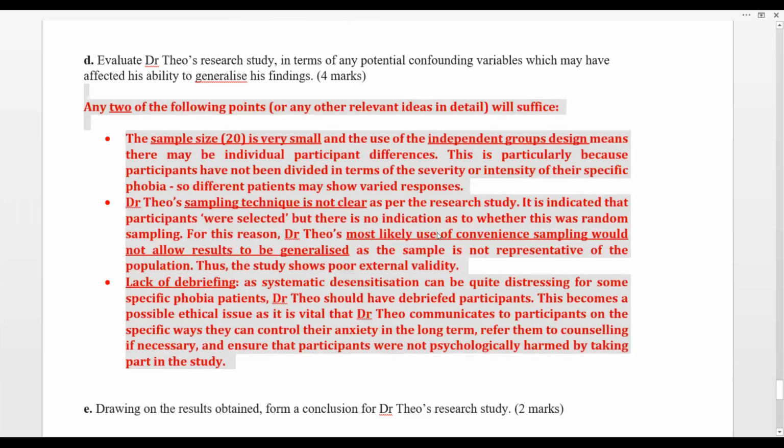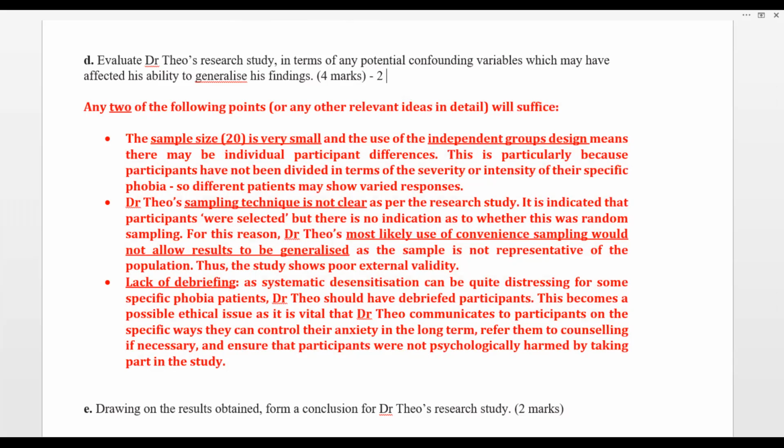Okay. So obviously, because it's worth 4 marks, you're expected to talk about 2 potential confounding variables or limitations or whatever. Basically, you get 2 marks for talking about each one. So obviously, it needs to be in some level of detail there. You can't just state it in a few words, you have to talk about it. These are a few examples.